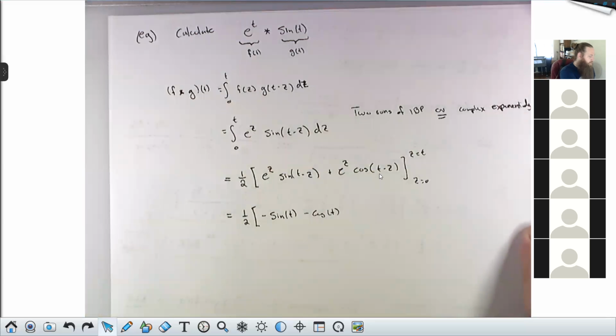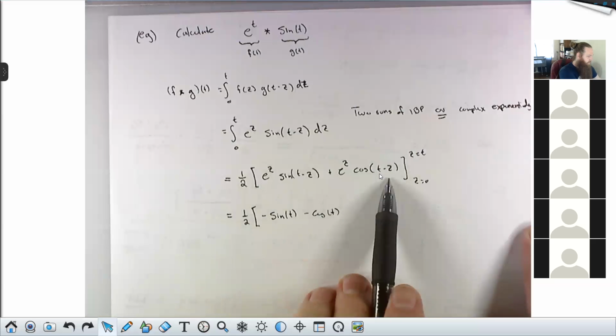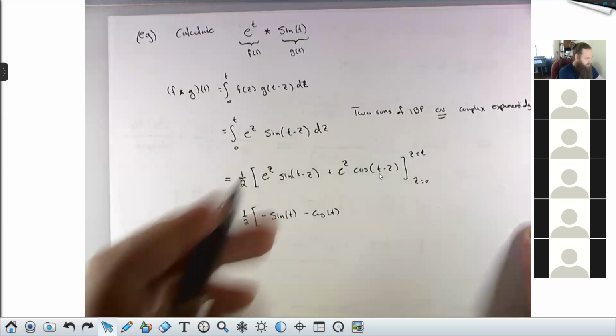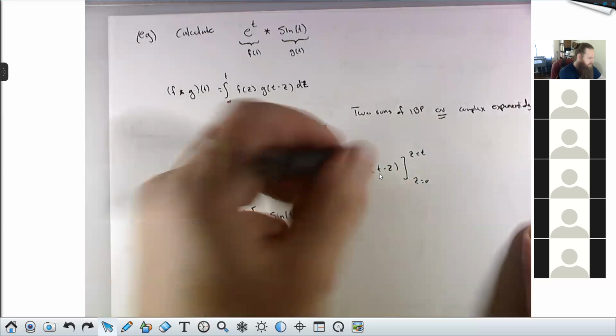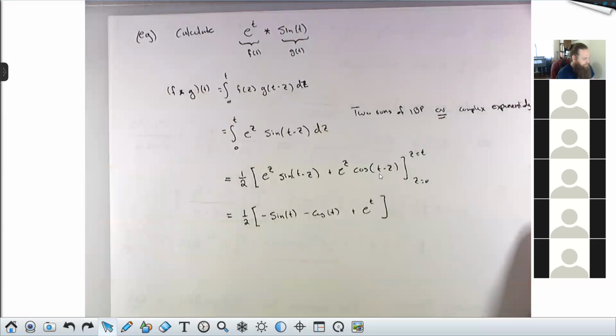And then at the upper end, when you plug in z equals t, this goes away, it's 0. And this becomes cos of 0, which is 1. So you'll just get e to the z, but with t plugged in, so plus e to the t. So that is the convolution of these functions. If you convolute e to the t and sine t, you get 1/2 times negative sine t minus cos t plus e to the t.